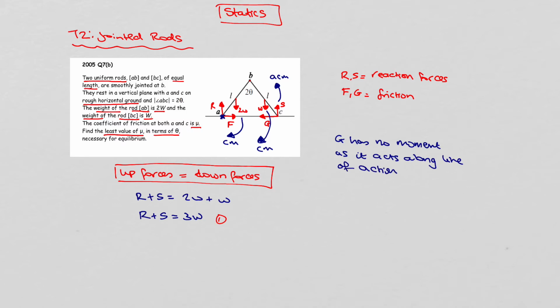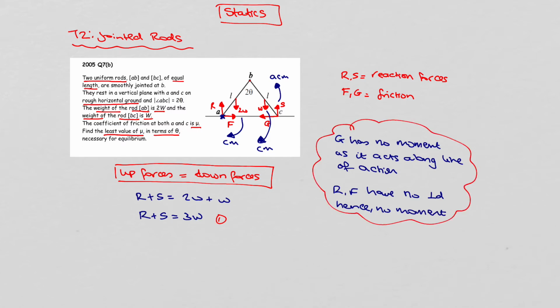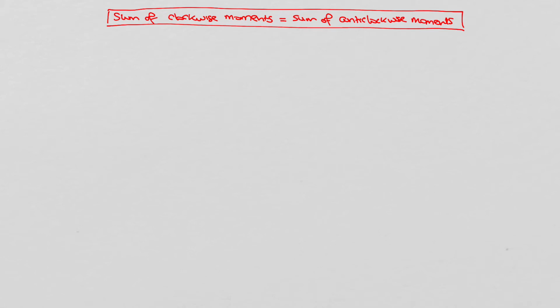And I'll just make a note then that R and F have no perpendicular distance. So now what we need to do is work out what are the perpendicular distances for 2W, W and S to the point A. So I always like to draw a little quick diagram.